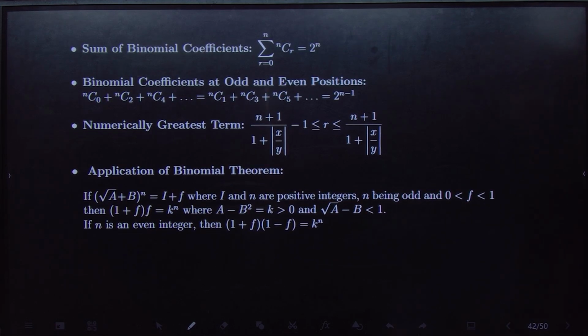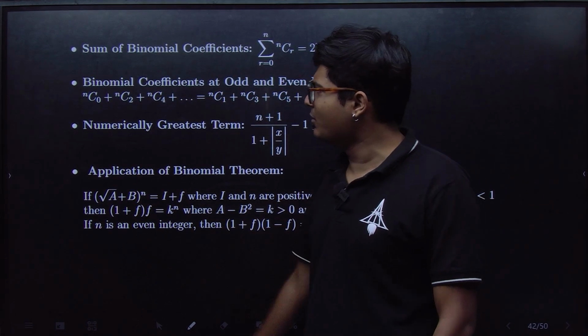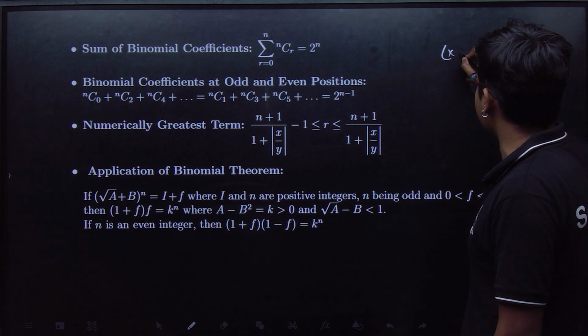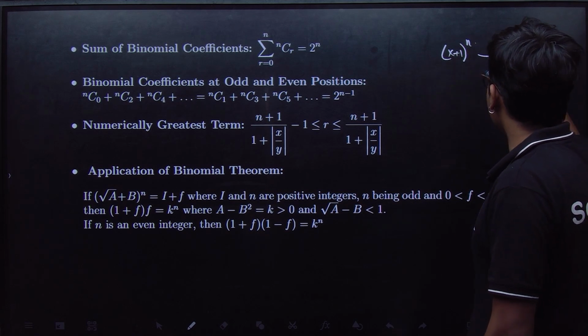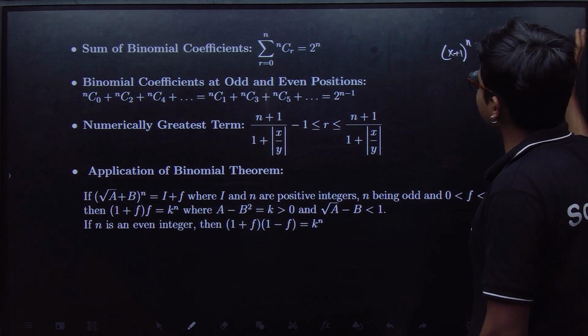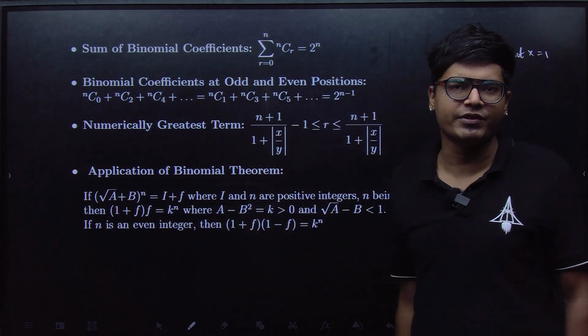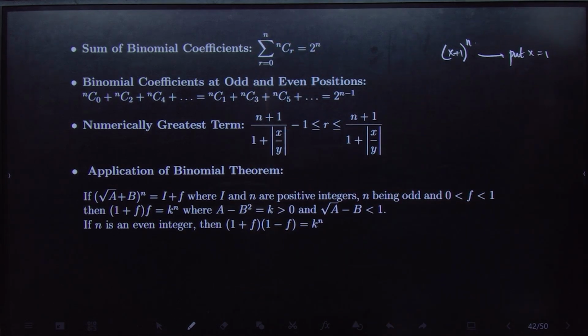Next thing is the sum of the binomial coefficients, right? To get the sum of the binomial coefficients, we just look at the expansion of (x + 1)^n, and then we put x equal to 1. On doing that, you can see that the right hand side will give you just the sum of the binomial coefficients, and the value of that turns out to be 2 to the power n, right?